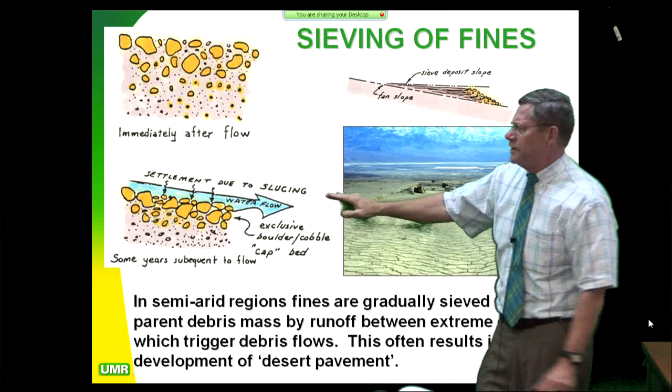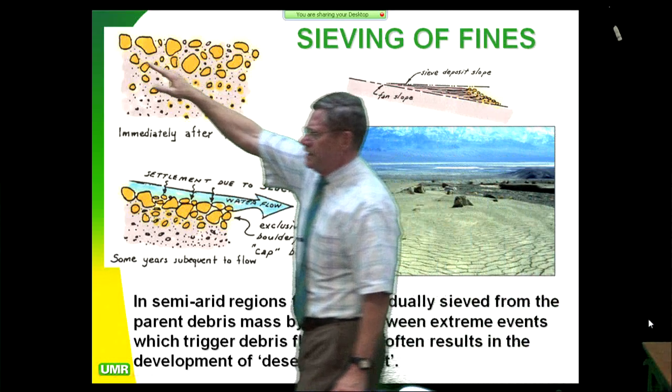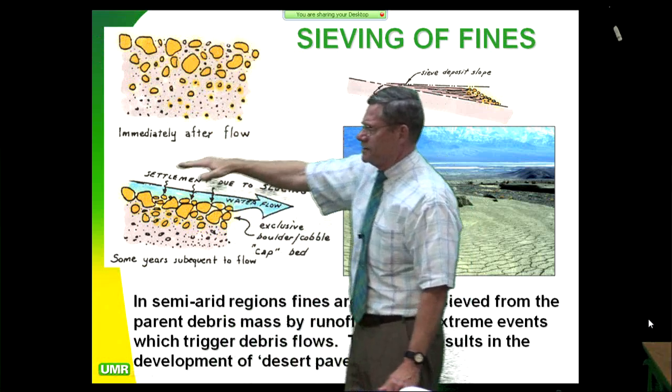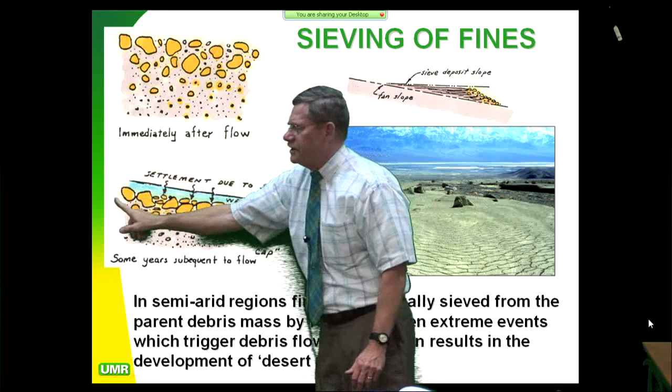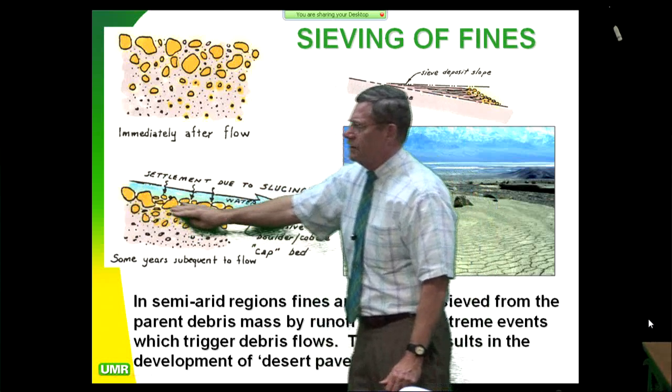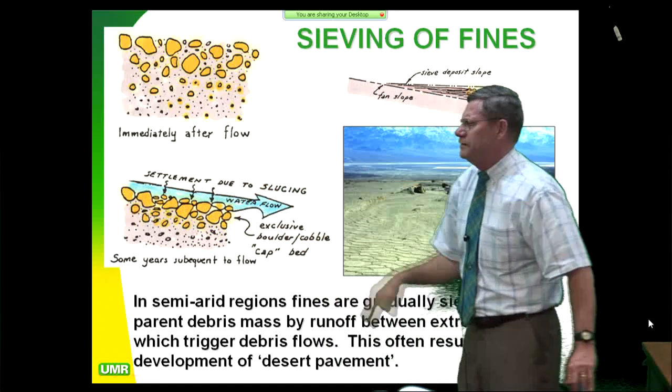And what happens is when you monitor it over the years, subsequent runoff comes down through here and sluices out the fines. And as you sluice out the fines, you get this nice desert pavement. You get a nice rocky surface right on the top, which is kind of a protective sort of surface.